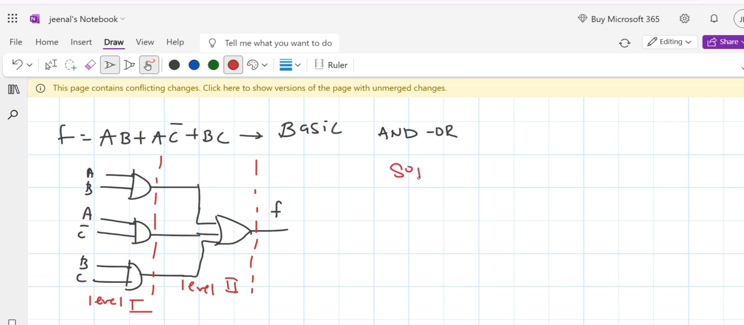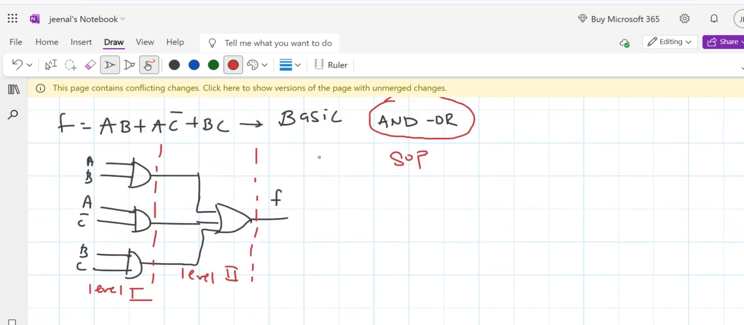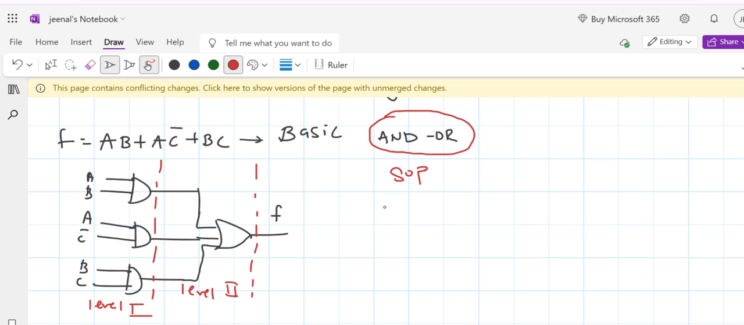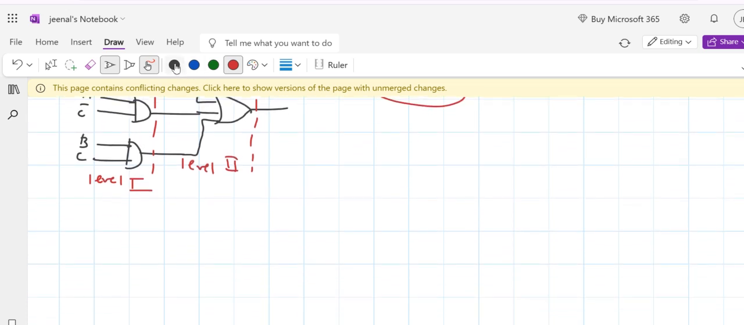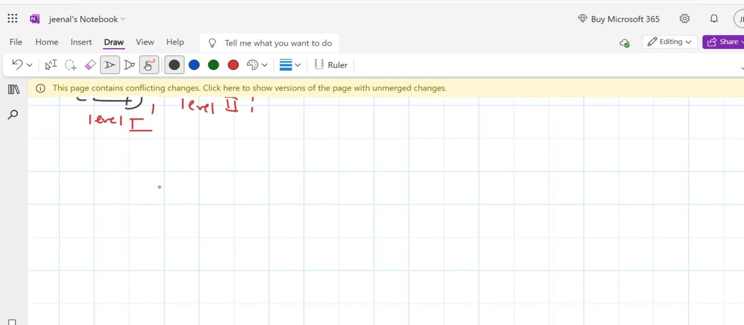Given an SOP, for basic gates, the representation always remains a standard AND OR representation. If you have to represent the same equation using a universal gate, then the NAND gate is the one you should use. So for SOP, it is either AND OR, or for universal, it is the NAND gate. It is easy to represent using a NAND gate. Let's see how. I'll rewrite the equation here again.